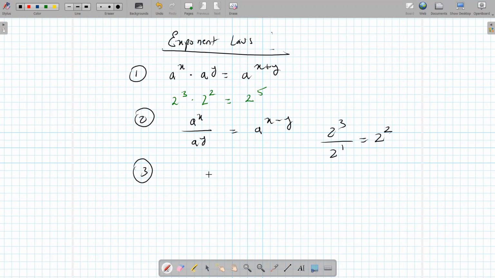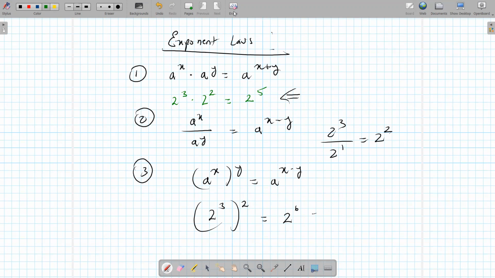Third one is the double powers. So for example, if you have a to the power of x to the power of y, you want to multiply them. If you have 2 to the power of 3 to the power of 2, what does this equal? 2 to the power of 6. Right, 2 to the power of 6, not 2 to the power of 5, okay? Because that's this rule. That is literally it. That's all you need to know for this.